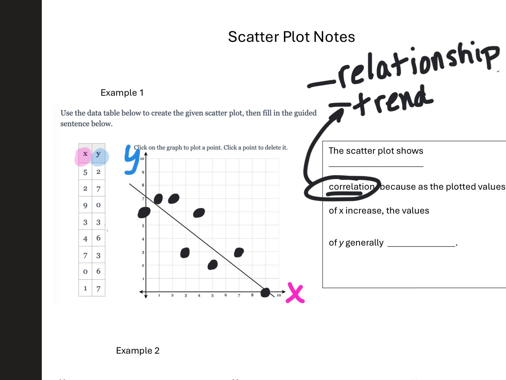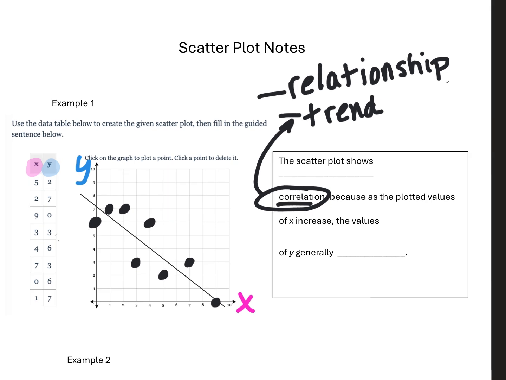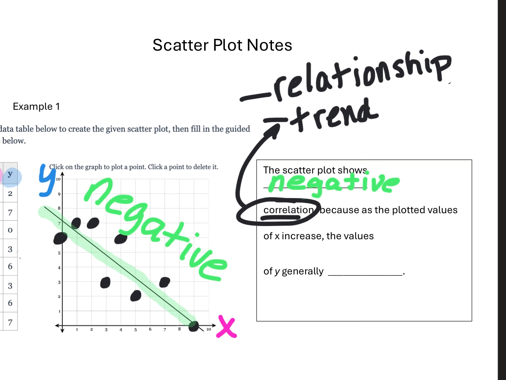You can see that they generally form a linear pattern, which means they make not a perfect straight line. We're not going to expect a perfect straight line in a scatter plot because real life data isn't usually straight, but it definitely has a pattern that falls along a line. And you can see that that line follows a negative pattern because it's going down from left to right. So it has a negative relationship or trend or correlation, whichever word you want to use.